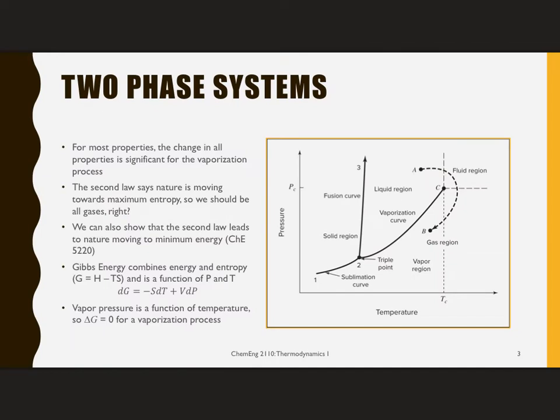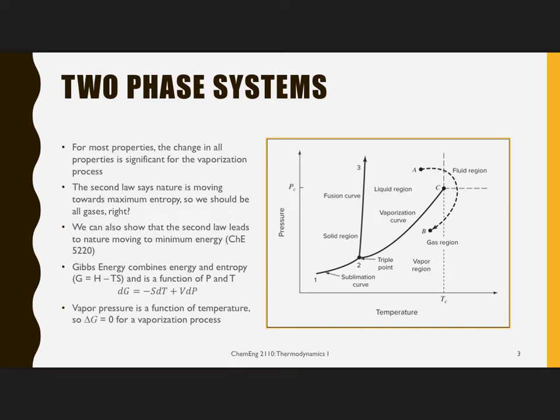We are looking now at two-phase systems. And for most of our properties, the change in that property is going to be most significant for the vaporization process. Okay? Now, the second law tells us that all nature is moving to a maximum entropy.